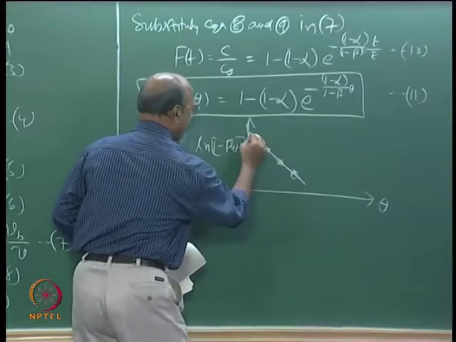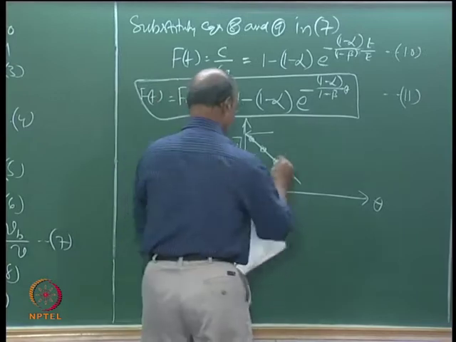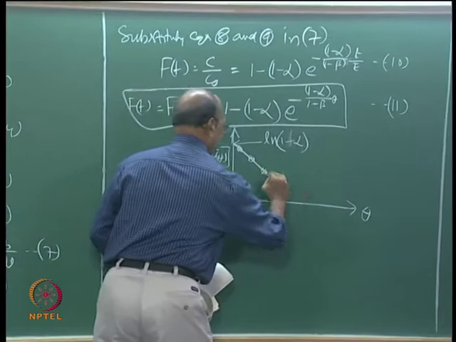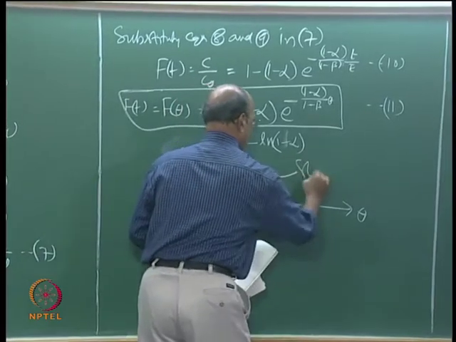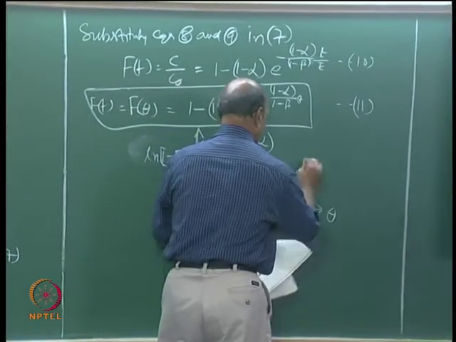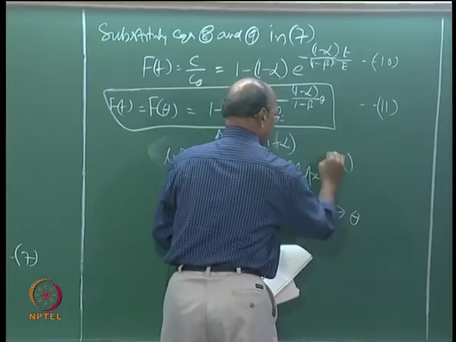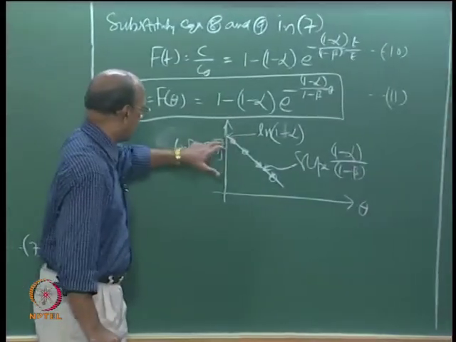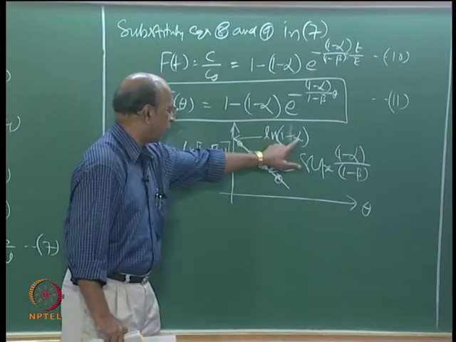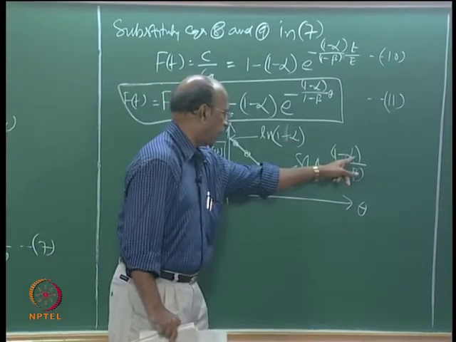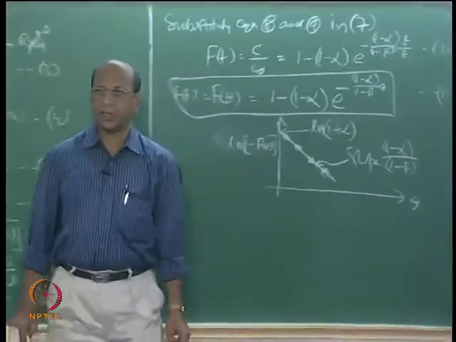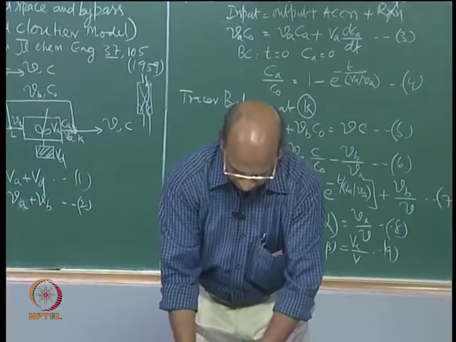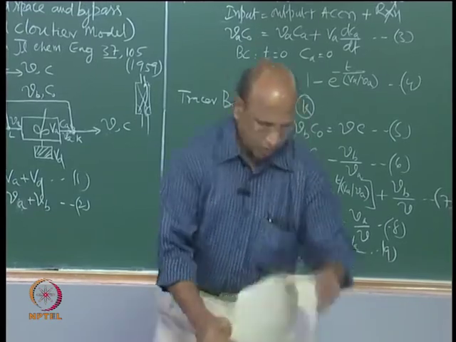So, this one, what is the intercept? Ln of 1 minus alpha. And what is the slope? This will be, negative only, 1 minus alpha by 1 minus beta. So first read this line and get the slope. Alpha I already know, and then you can calculate beta, right? So that is the one. And we can also show this, oh my god, half an hour gone.